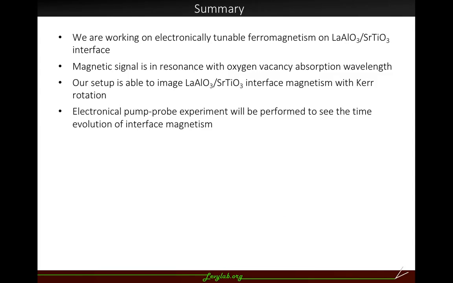So in summary, we are working on electrically tunable ferromagnetism at the LAO interface, and the magnetic signal is in resonance with the oxygen vacancy absorption wavelength. Our setup is able to image the LAO interface magnetism with Kerr rotation, and we're going to do the pump-probe experiment with electrical pumping. In this way, we might be able to see the time evolution of the interface ferromagnetism.